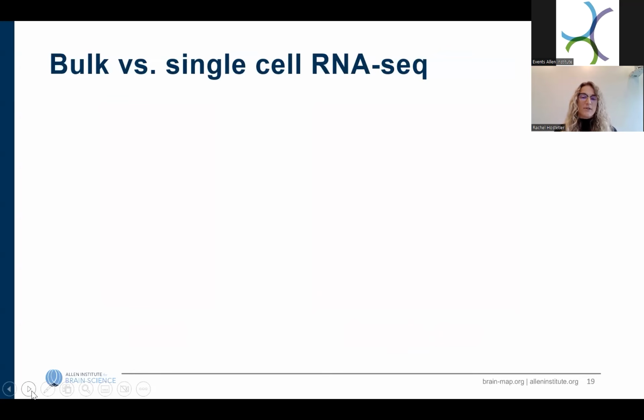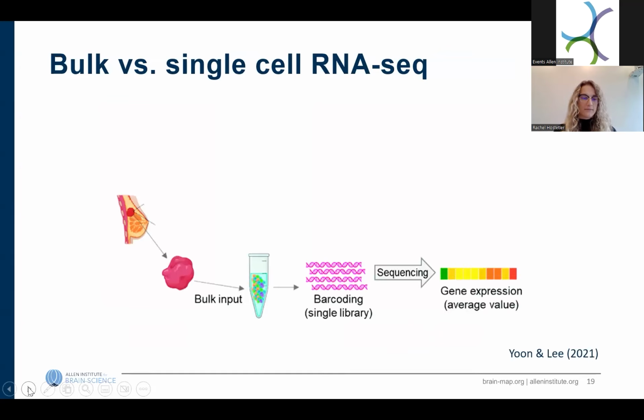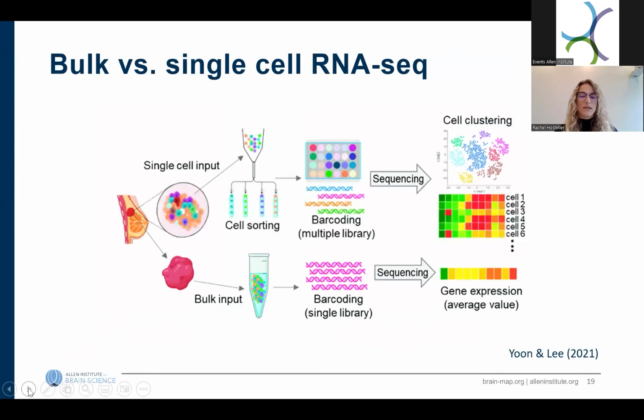And here in this example, again, we can see that if we have our tissue taken for bulk RNA sequencing, what you end up getting is the average value of gene expression because all of the cells are being mixed together. Whereas with single cell RNA sequencing, we can actually measure the individual gene expressions of individual cells and then organize those cells based on their genetic similarity.